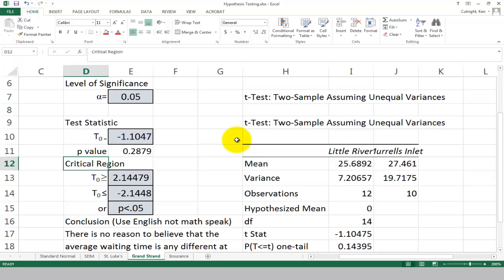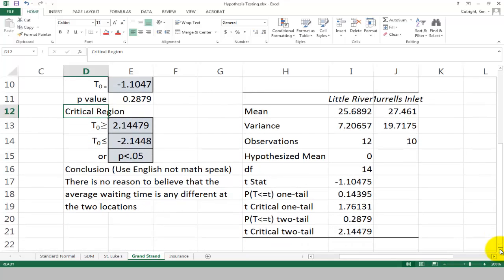So if we were to reject the null hypothesis, there would be almost a 29% chance that we incorrectly rejected. We started this hypothesis test saying we only were willing to live with a 5% chance of incorrectly rejecting. A 28% is unacceptable, so we will not reject, and we reached the same conclusion.